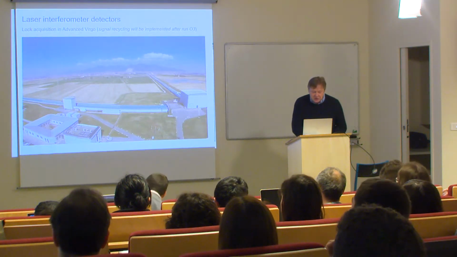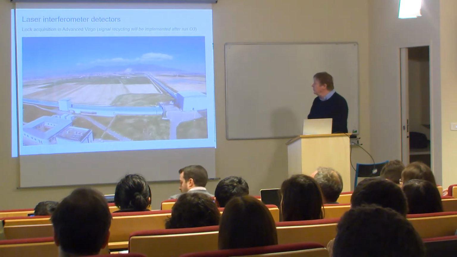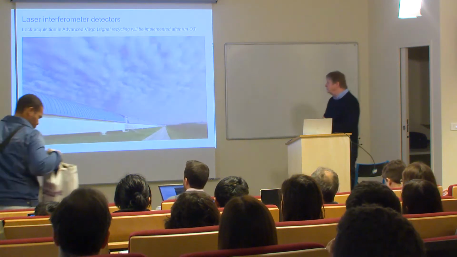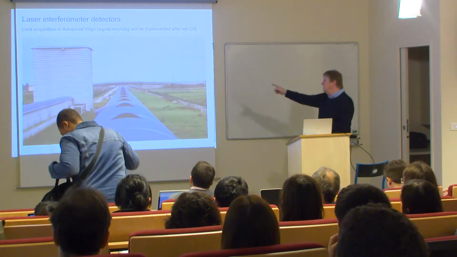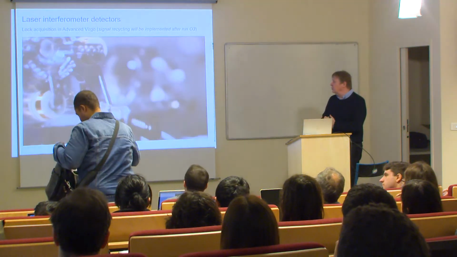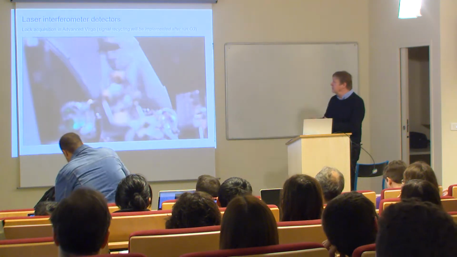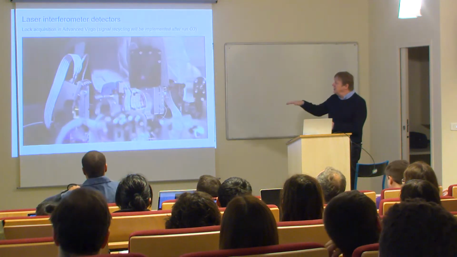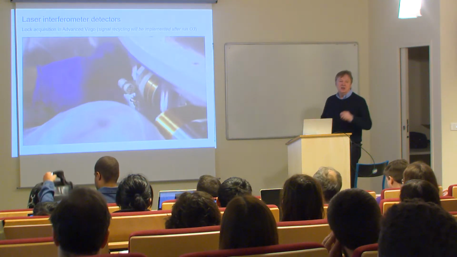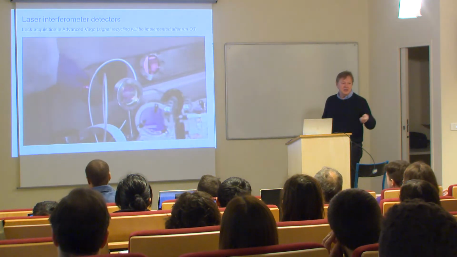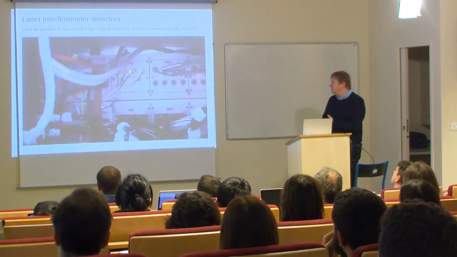So I would like to show you this little movie over here. So here you see Virgo. This is one of the 3 kilometer long arms. And here you see, this is part of the vacuum system. This is the detector table, where at the end you have the sensors, just photodetectors, that measure the signal of gravitational waves.